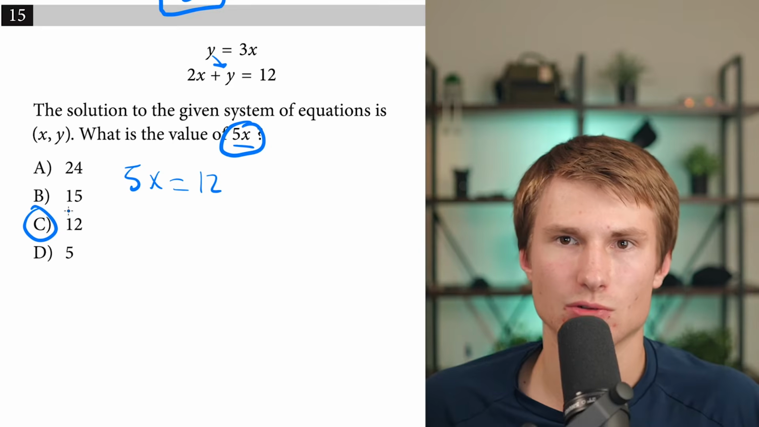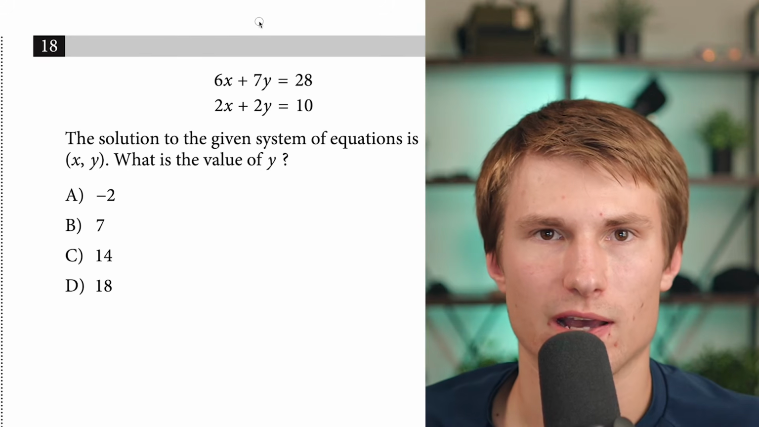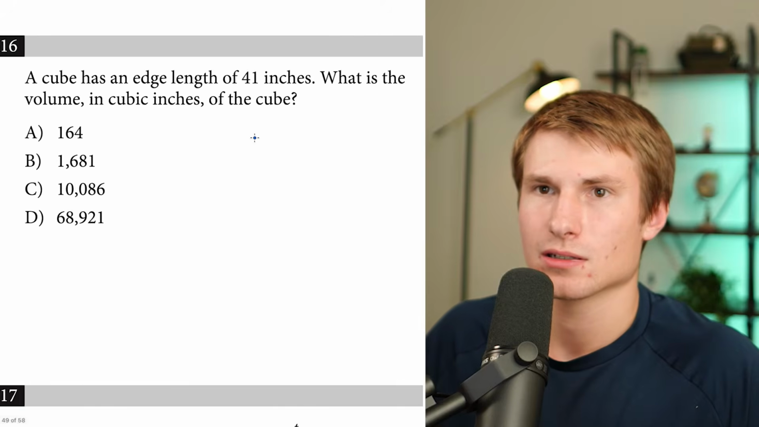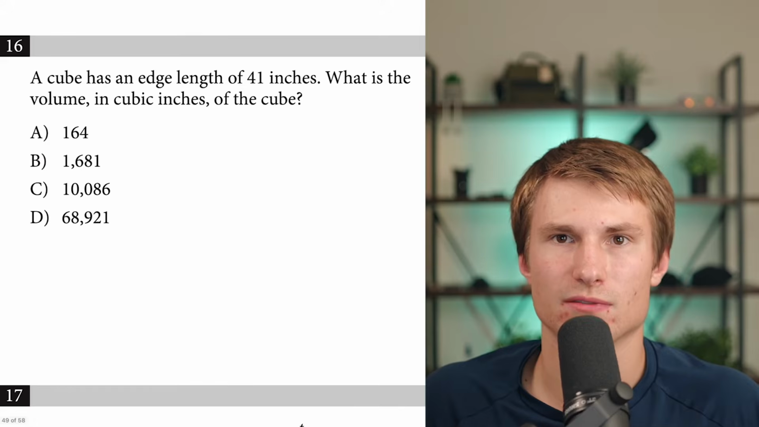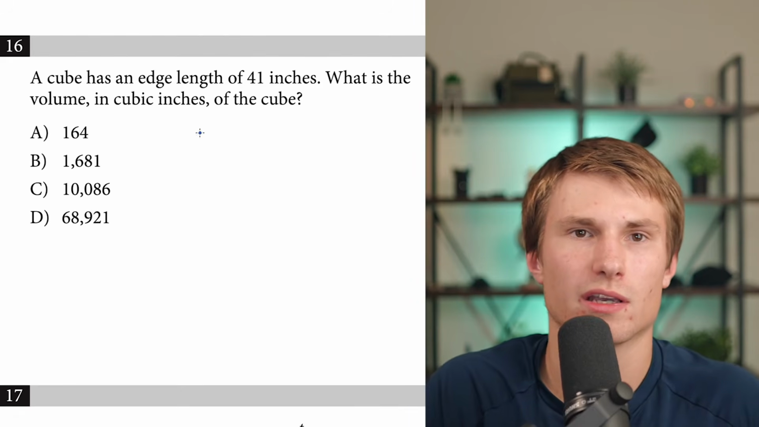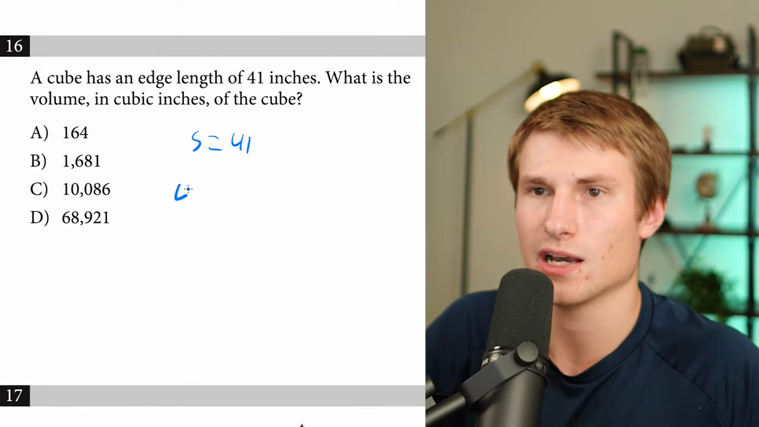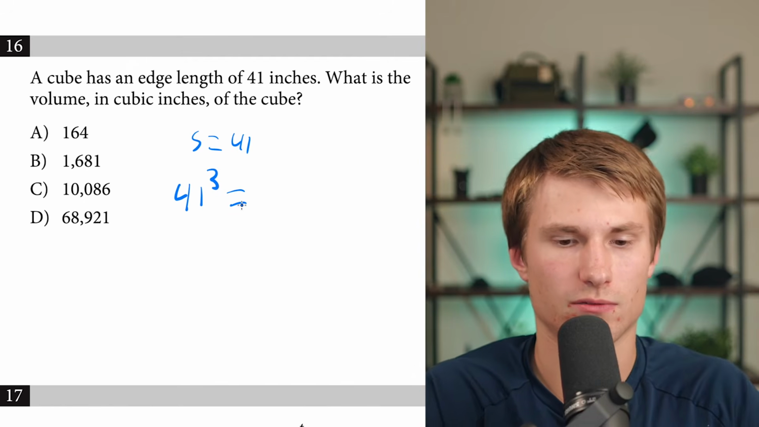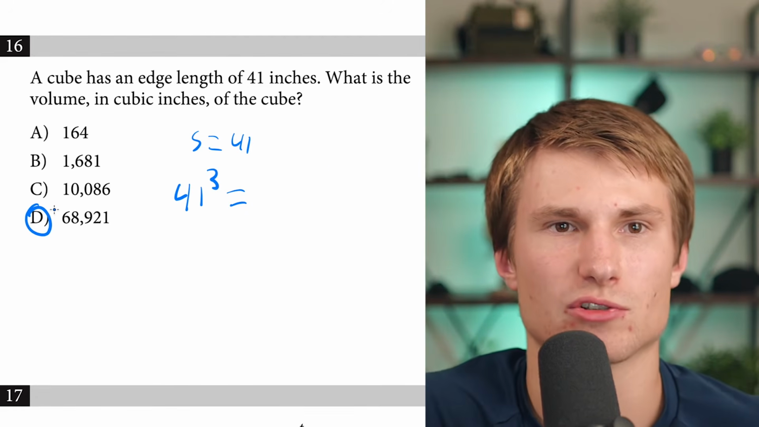Okay, moving on to question number 16 now. Go down here. Let me go ahead and switch it to the other side of my screen so you can see the question. Okay, we've got a cube has an edge length of 41 inches. What is the volume in cubic inches of the cube? Okay, so we've got side length is 41 inches. We know that we need the volume of the cube. All sides in a cube are the same. Therefore, length times width times height will give us 41 cubed. Let's put that in the calculator. 41 cubed. That's going to give us 68921, which is going to be answer choice D.